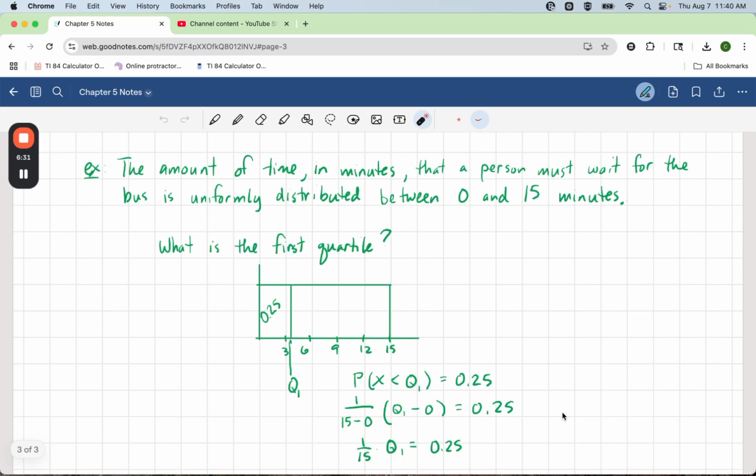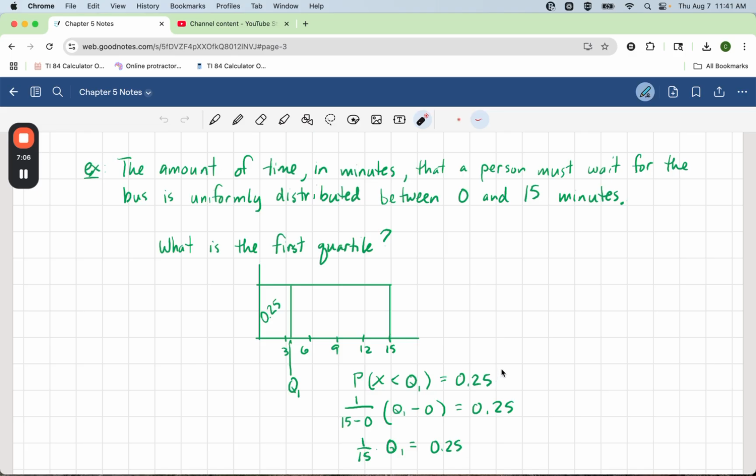The amount of time in minutes that a person must wait for the bus is uniformly distributed between 0 and 15 minutes. So for the first quartile, the probability x is less than Q1 has to be 0.25. So we could use the formula again to find this first quartile. Remember, what that means is 25% of the data is less than whatever number we're coming up with. All right, so I need the probability of x being less than the first quartile to be equal to 0.25.